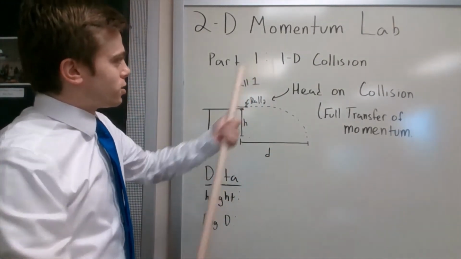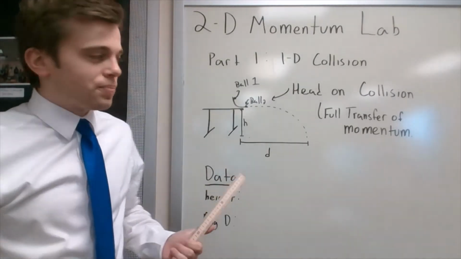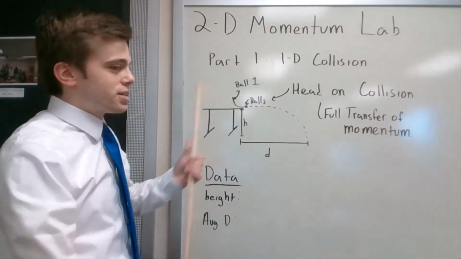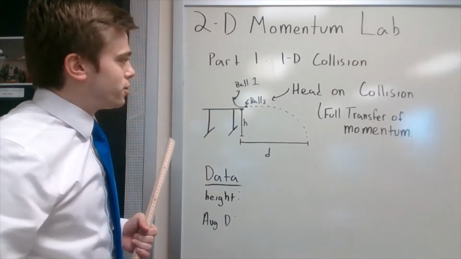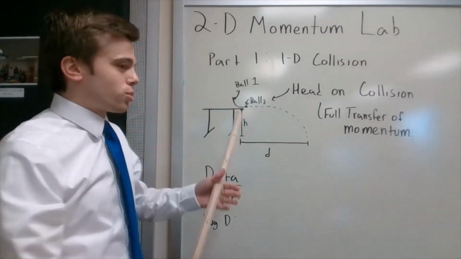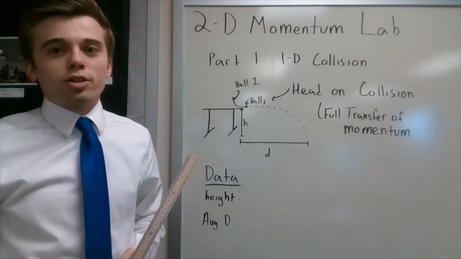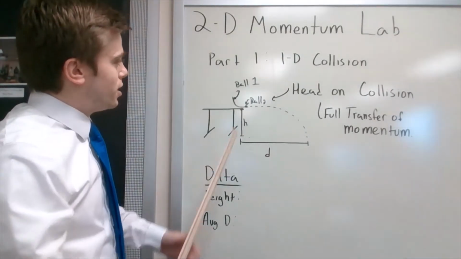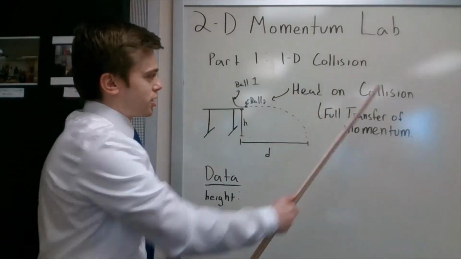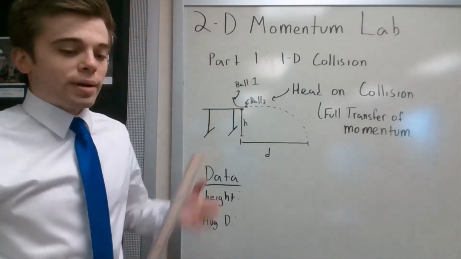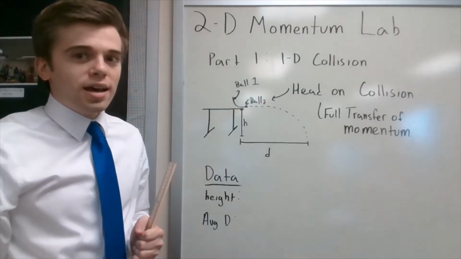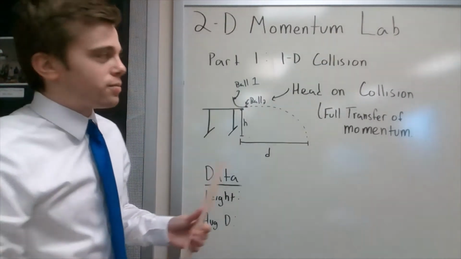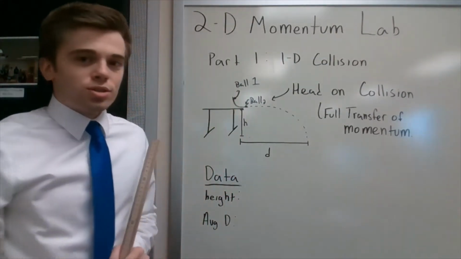Part one is we're going to look at 1D collisions. The way this is going to be set up is we're going to use the exact same ramps that we use for our horizontal launch lab. The only difference is that instead of the ball just rolling off the ramp, it's going to collide with another ball at the end of the ramp. We're going to make this a head-on collision, and all this means is that all of our momentum is going to be in one direction, only in the x direction in this case. And it will be a full transfer of momentum from ball 1 onto ball 2.